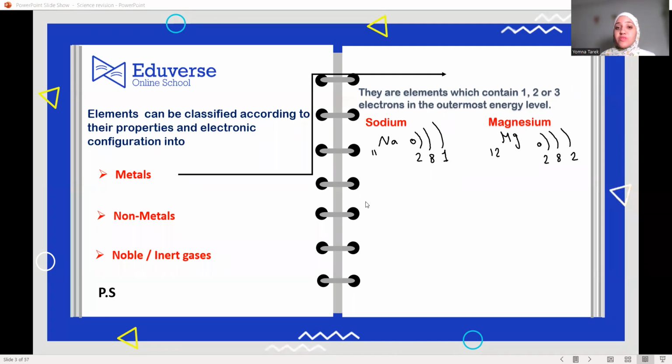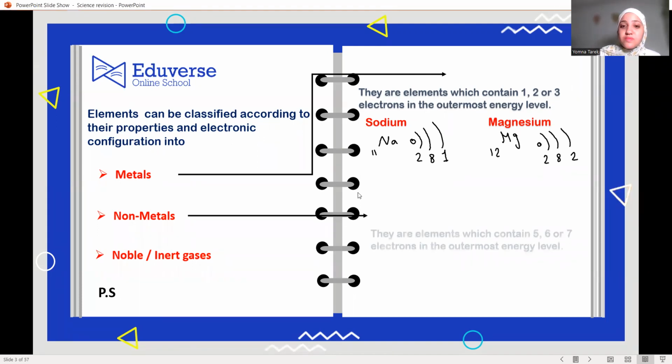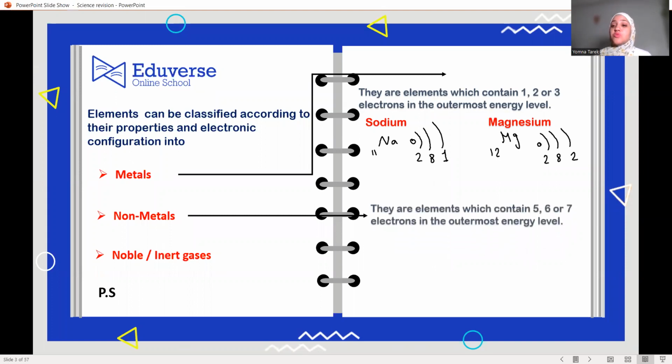Okay, what about nonmetals? Nonmetals are elements which contain 5, 6, or 7 electrons in the outermost energy level. Like, for example, nitrogen and oxygen. Let's try to distribute the electrons here. Nitrogen, it's N7. So here we have 2, and here we have 5. So it's 5 electrons. So this is non-metal.